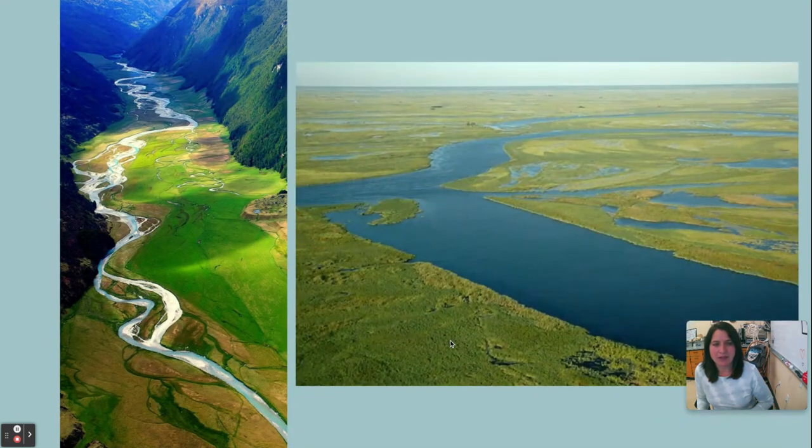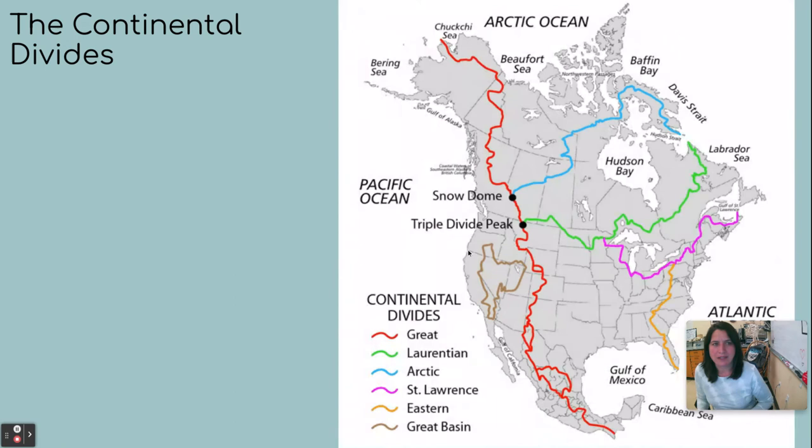Okay, so here's just another couple really nice floodplains. You can see this one. I'm not actually sure where this one is, but it's very beautiful. And here's another floodplain. This is how floodplains often look naturally, especially as they get closer to the sea.